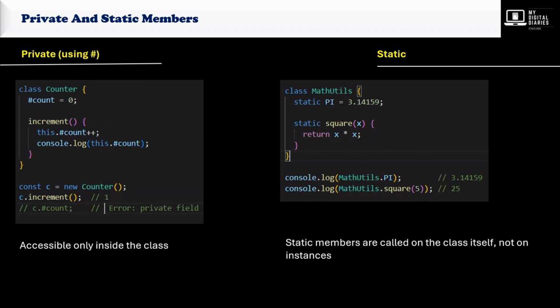So in summary, private members use hash and can only be accessed inside the class. They keep data safe and hidden from outside code. Static members are called on the class itself, not an object. They are useful for utility methods or constants that do not depend on individual instances.